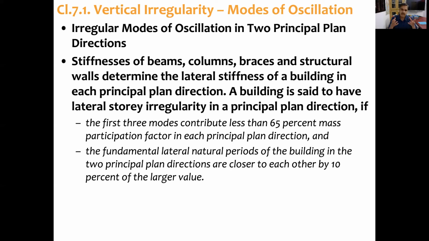What will happen is, if the modes in the x direction and the y direction are very close, the actual oscillation will be in a diagonal kind of direction. That is not a good structural behavior. Hence the code suggests it should be separated by at least 10%. So let's go into what to do if such a thing is there in the structure, and how to avoid that.